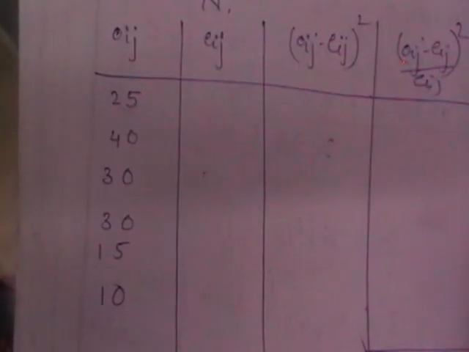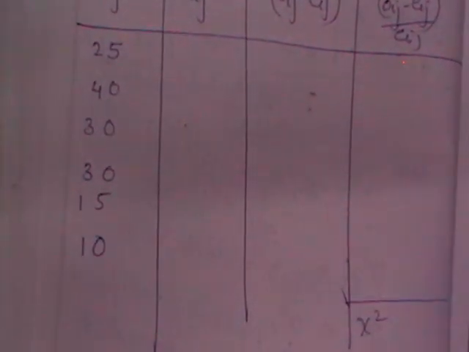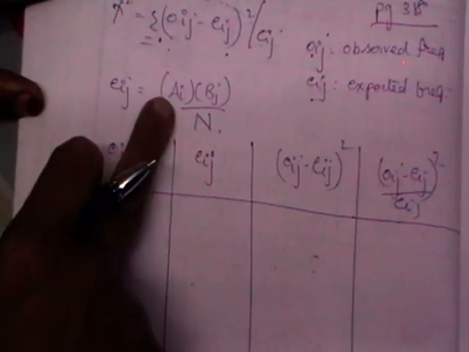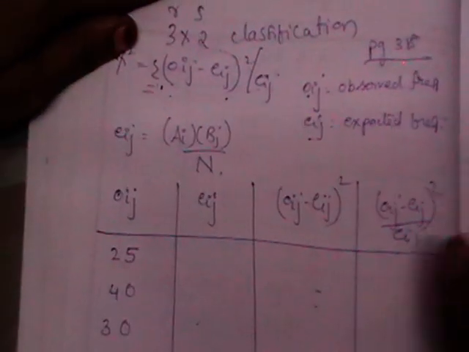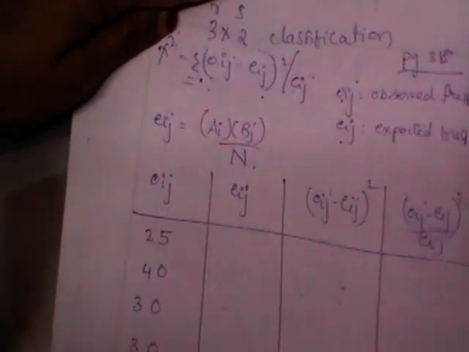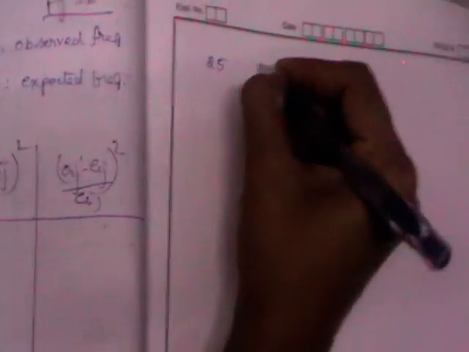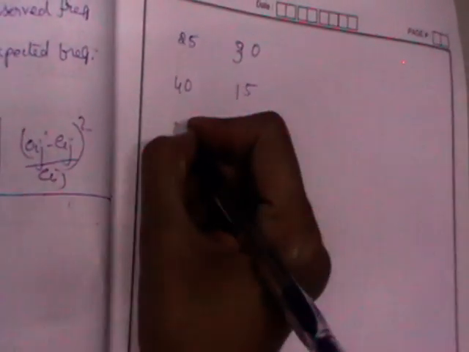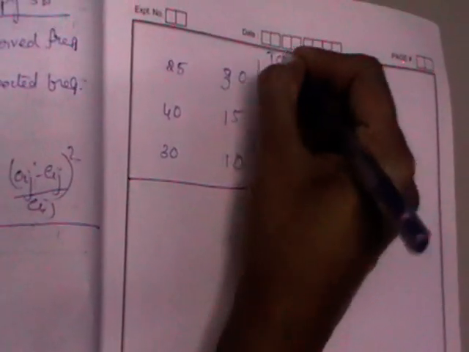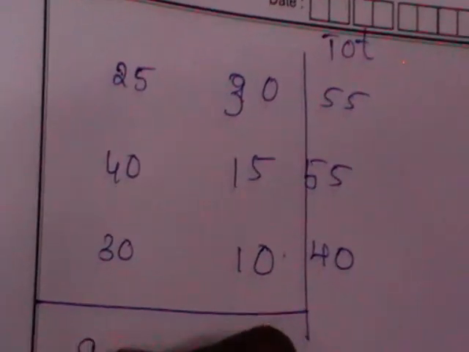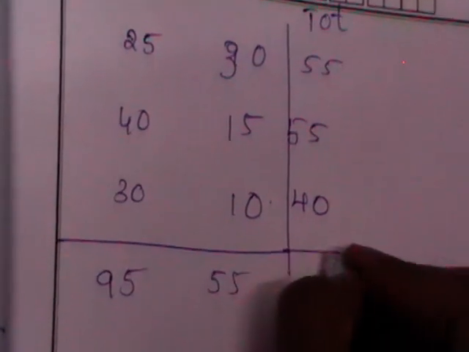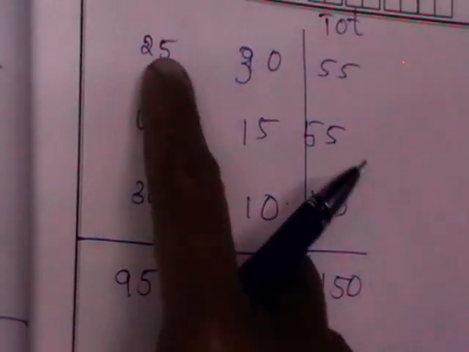Now I said the formula for EIJ is nothing but AI into BJ by N. To calculate those EIJs, I'll write the table again here, starting with 25. This is the given data for you. Some totals are given to you: 55, 40, 95, 55, and the total is 150. So you have 25 here.